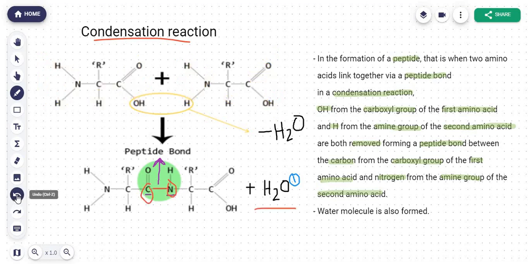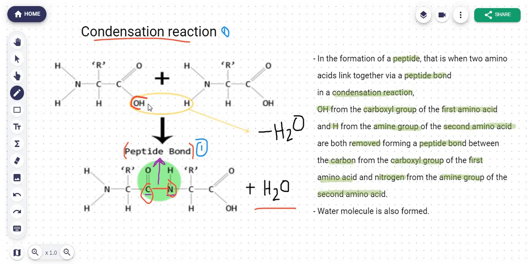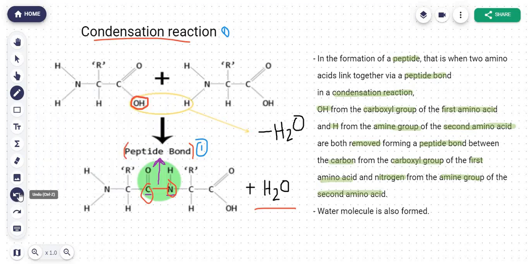Okay, now that it's been understood, now I'm going to talk about how water is removed, right? Water is removed in a condensation reaction, and that's why water is made along with the product, and a bond is being made. So this OH here from the carboxylic acid of the first amino acid is removed along with the H from the amine group. I'm circling the amine group, by the way. Oops, one second. Let me explain that again. I confused it a little bit.